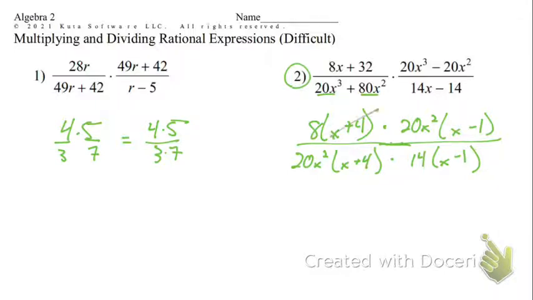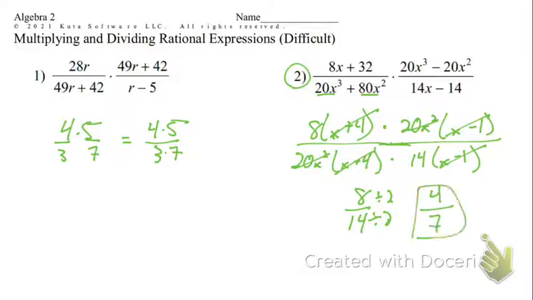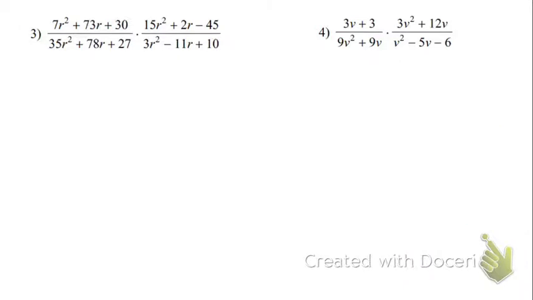I'm going to go ahead and start canceling out. Those make 1. The 20x squared and the 20x squared match up perfectly. X minus 1s go. And I'm left with 8 over 14. Now, they're both divisible by 2, though. So we're going to end up with 4 sevenths as your solution. It's our simplified rational expression there.